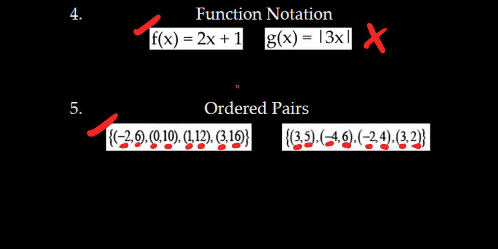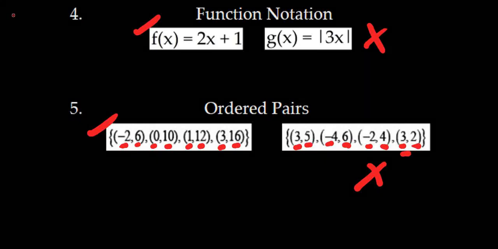3 in the first case has 5 as the output value, and 3 in the second case has 2 as the output value. Therefore, this relation is not a function. I hope this makes some sense. All right, now we can go into solving problems.